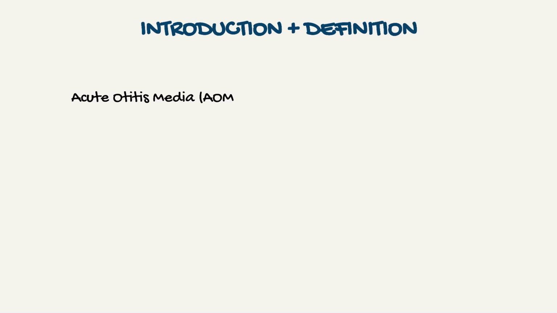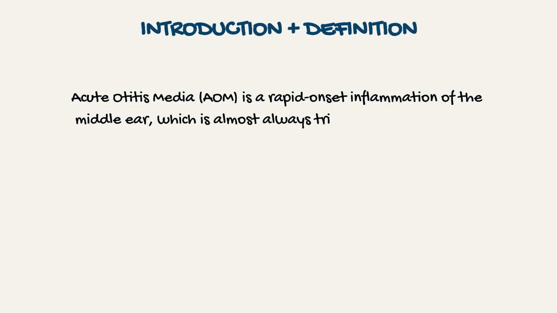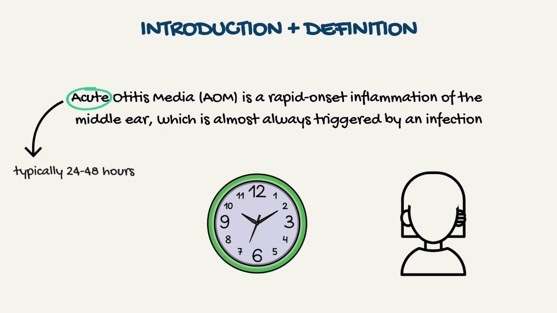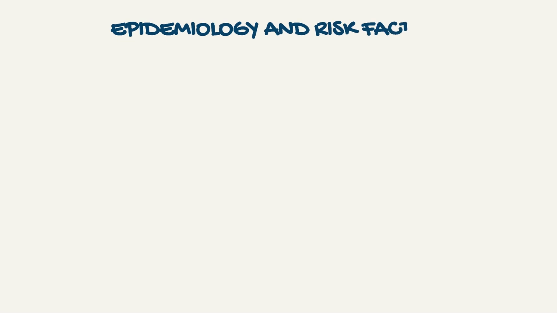Acute otitis media is a rapid onset inflammation of the middle ear, which is almost always triggered by an infection. The key word here is acute. We're talking about a sudden onset of symptoms, typically over the last 24 to 48 hours. This is what distinguishes it from its chronic cousin, otitis media with effusion, or glue ear, which we'll cover in another video.